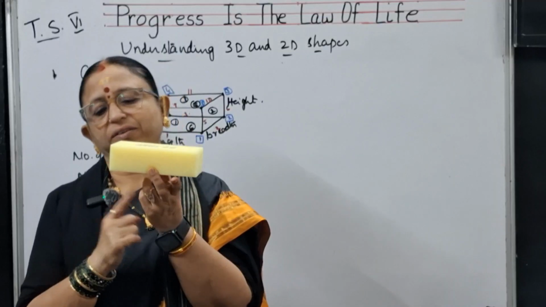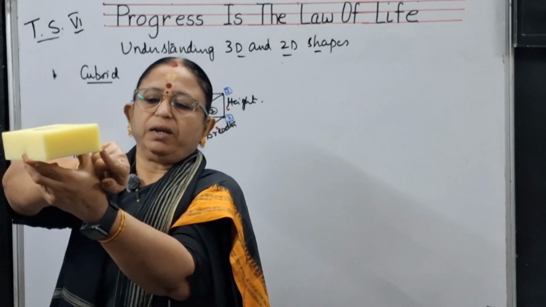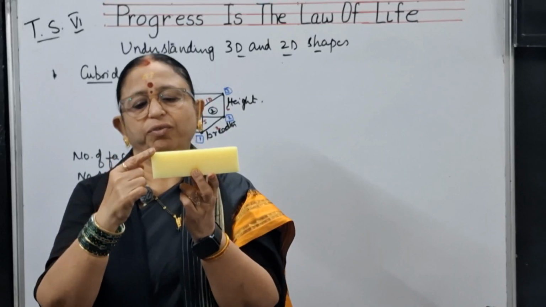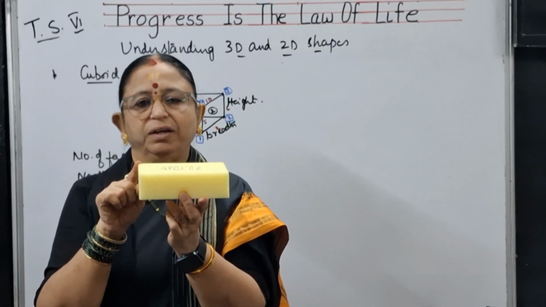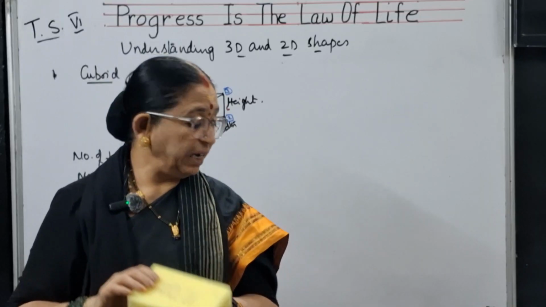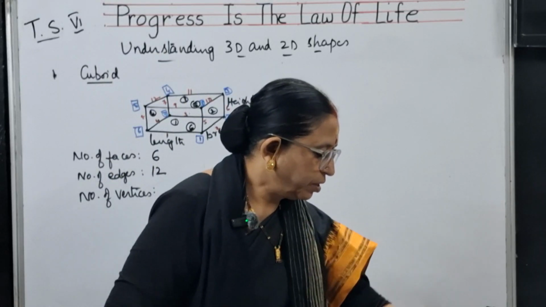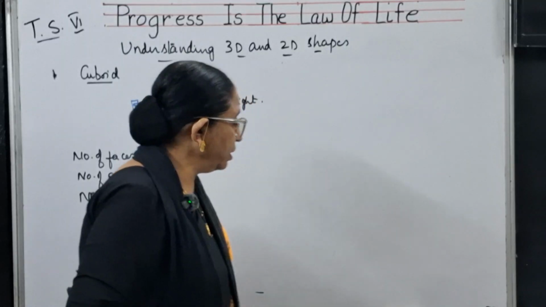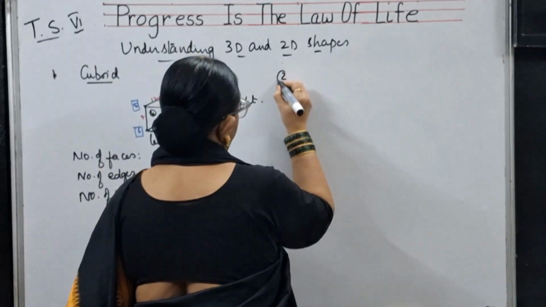So how many vertices are there? 1, 2, 3, 4, 5, 6, 7, 8. So altogether, 8 vertices are there. So this is about the cuboid, children. Now let me talk about the second one, the cube.